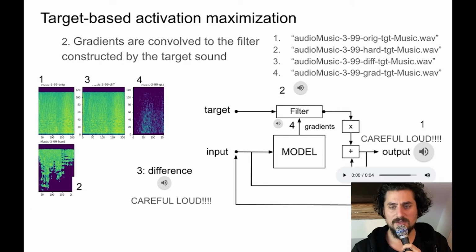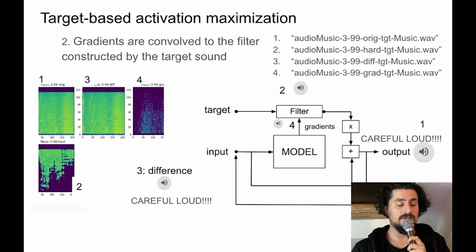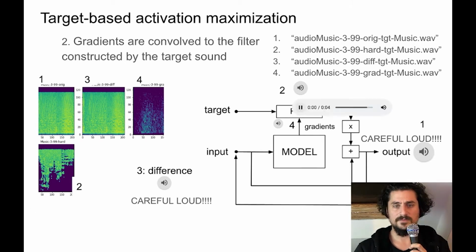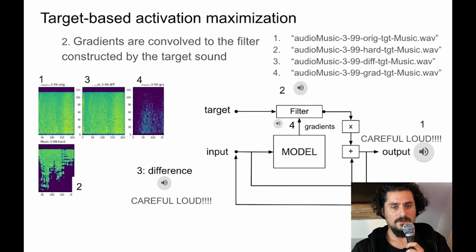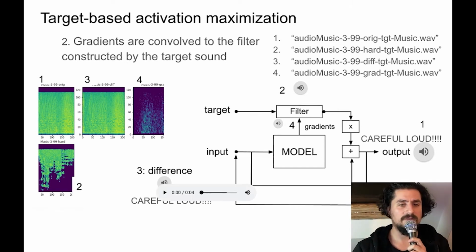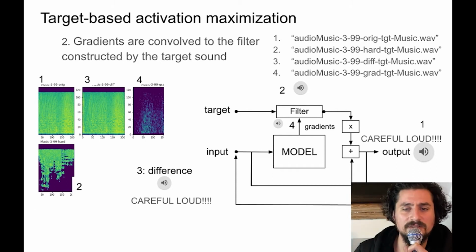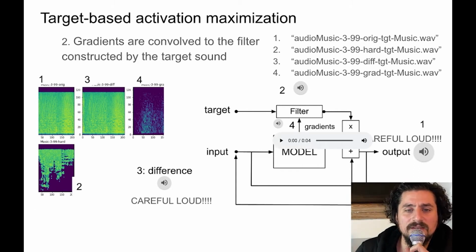Output is a little loud, so I'm going to bring it down. Then we have the hard-cut filter, which is made of the target so that we can listen. Now we have the difference. I'm going to listen to the gradients first. The gradients make more sense.